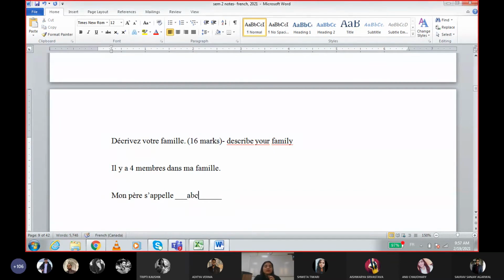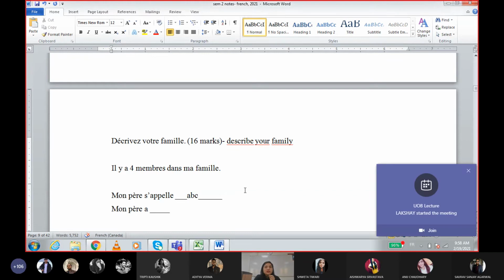Why not? Okay. Next sentence followed by it is mon père a. So first two words are common and the third one is a. What does it mean? Let's see. We'll see.